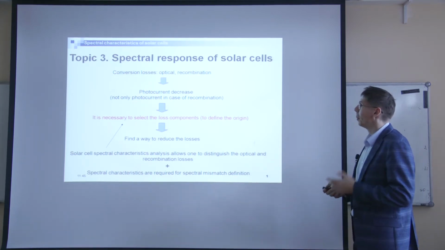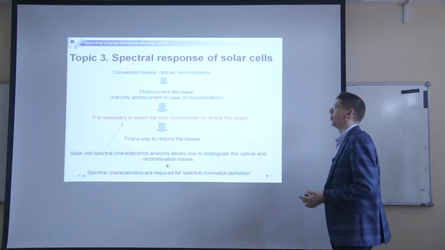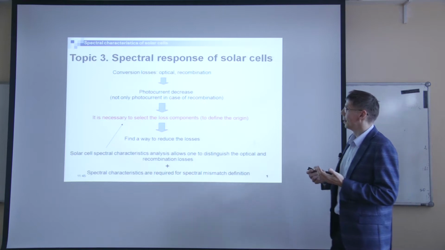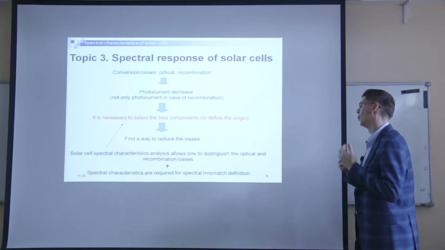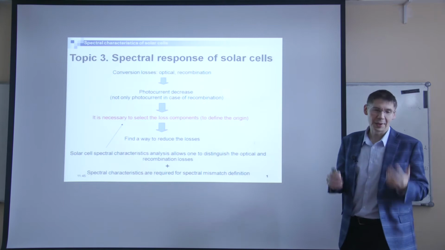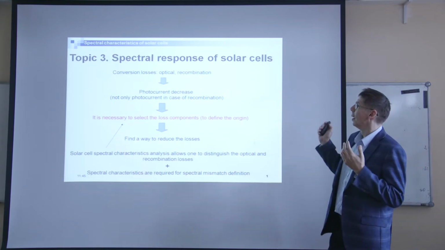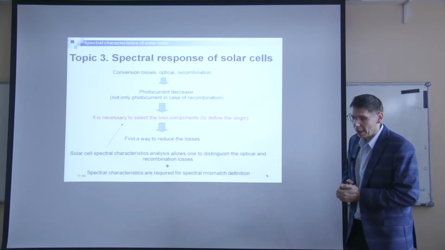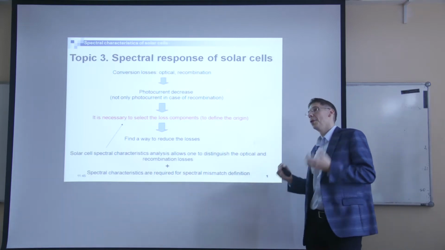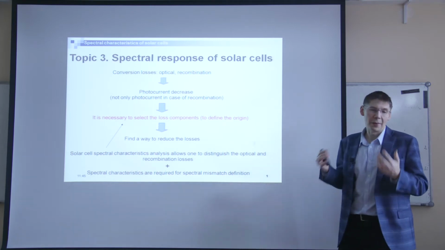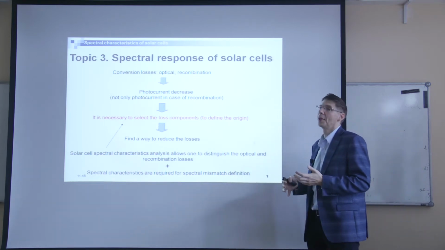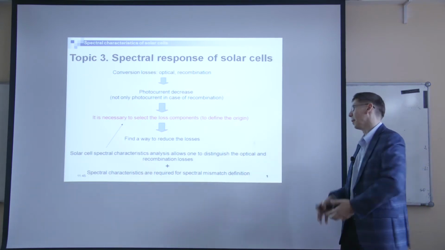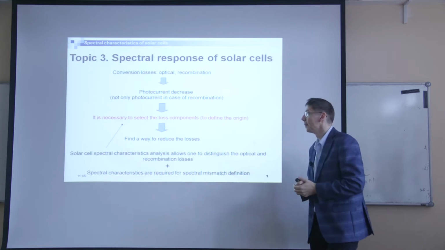So first of all, why do we need to measure the spectral response? The main reason is that we have to distinguish between different types of losses. If you want to distinguish between optical and recombination losses, it could be not so easy to do with just IVQ. If you have a low short circuit current, it could be due to the recombination losses or due to the optical losses, for example, higher reflectance.